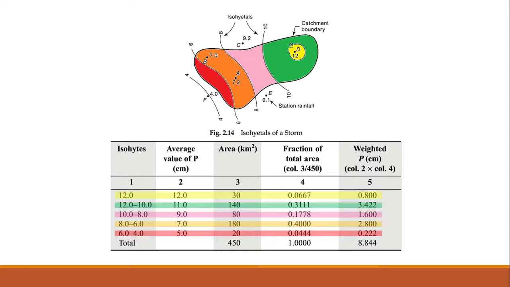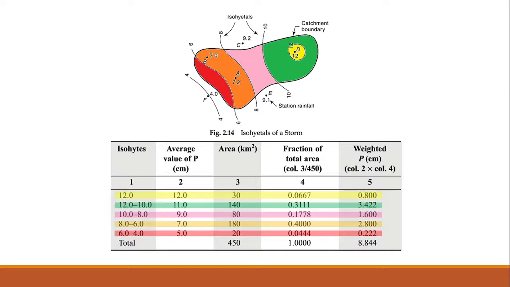At saka sa area naman in red na may area na 20 square kilometers, i-divide lang yan sa 450 square kilometers and we will get 0.0444. Okay. And then, syempre, yung summation ng fraction of total area must be always equal to 1 or 100%. Okay, sa fifth column naman nakalagay ang ating mga corresponding weighted P for each polygon.